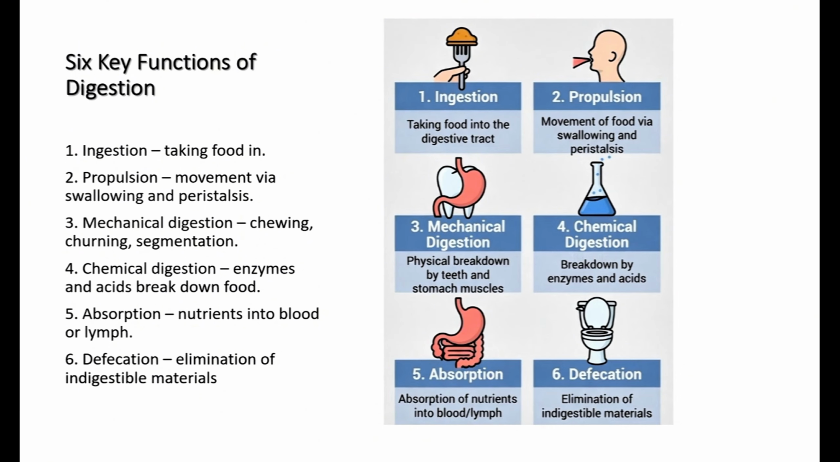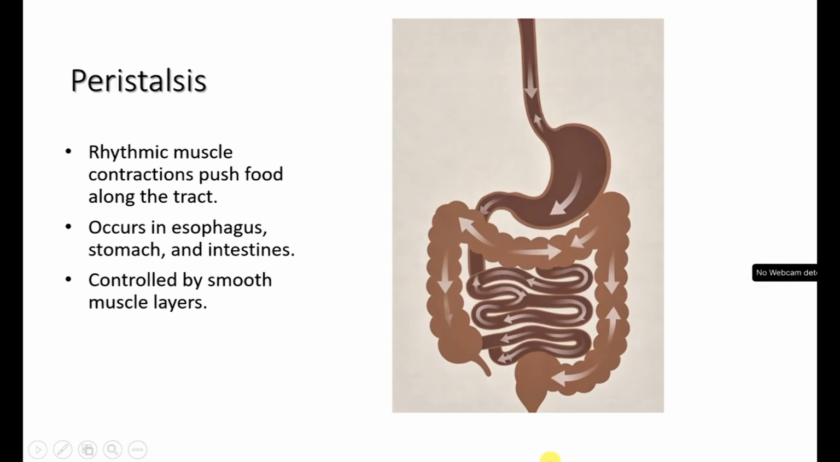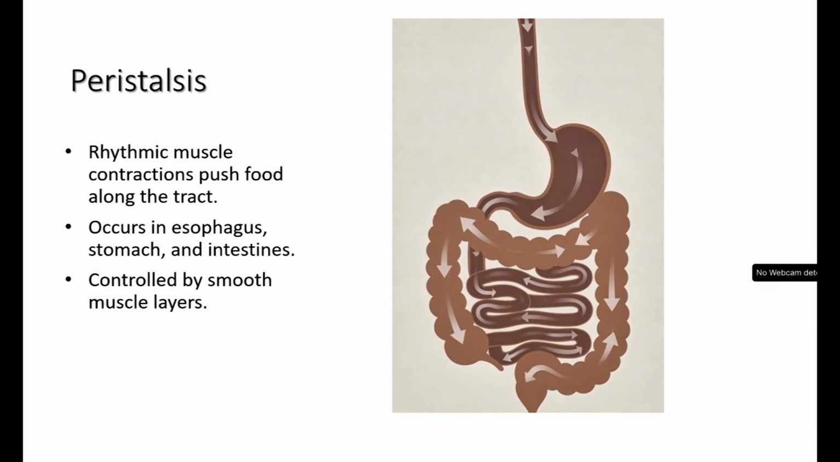Fourth is chemical digestion, which is breaking down food molecules into their chemical building blocks with enzymes and acids. Fifth is absorption, which is moving those nutrients into the bloodstream or lymphatic system for use by the body. And lastly, we have defecation, which is the elimination of indigestible materials as feces. Each of these steps is like a stage in a well coordinated assembly line. Each organ has its role, and they all communicate beautifully to make sure food is processed efficiently.